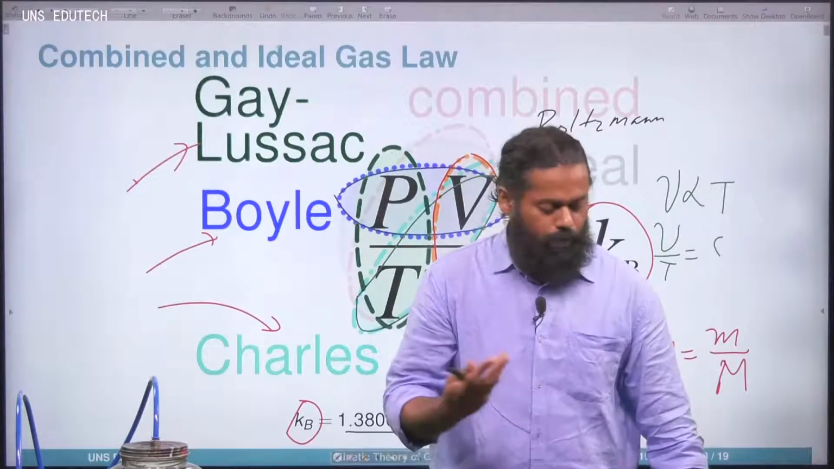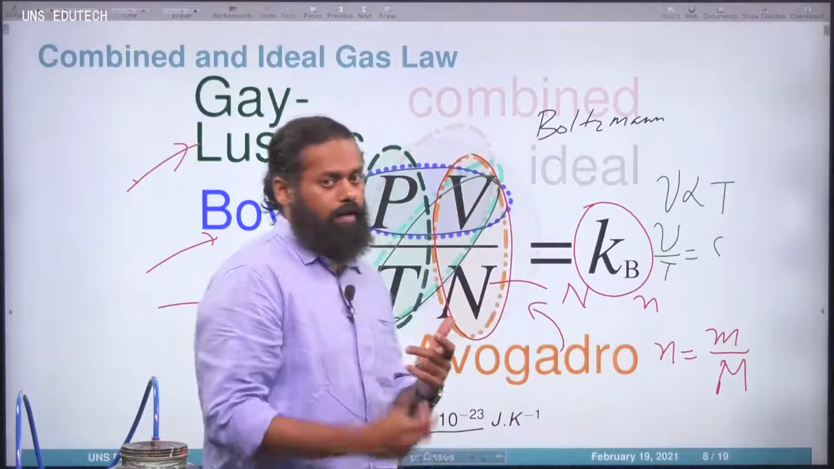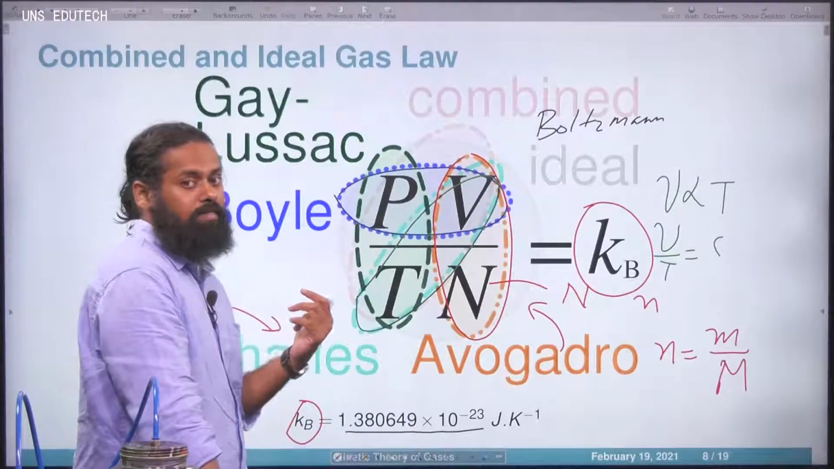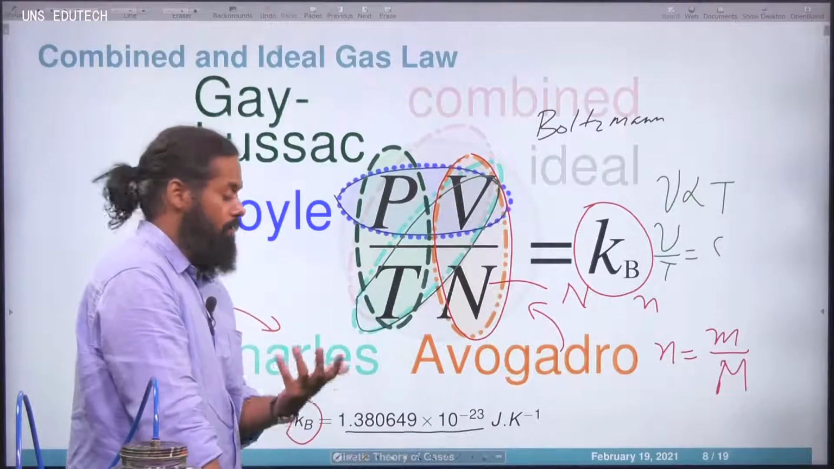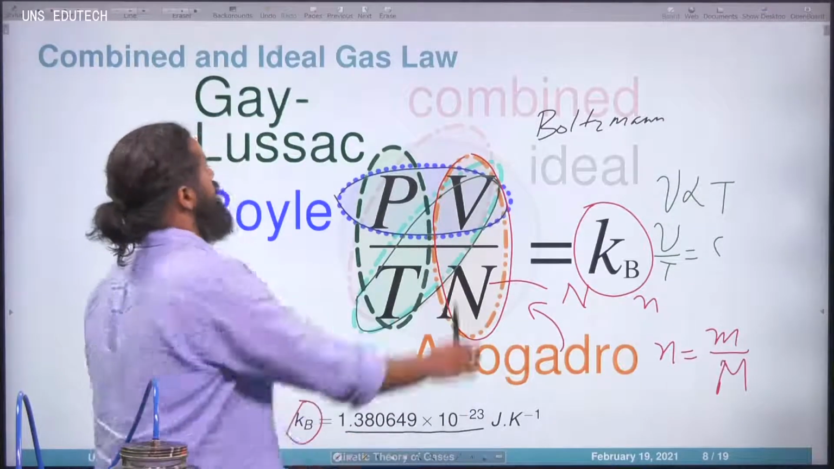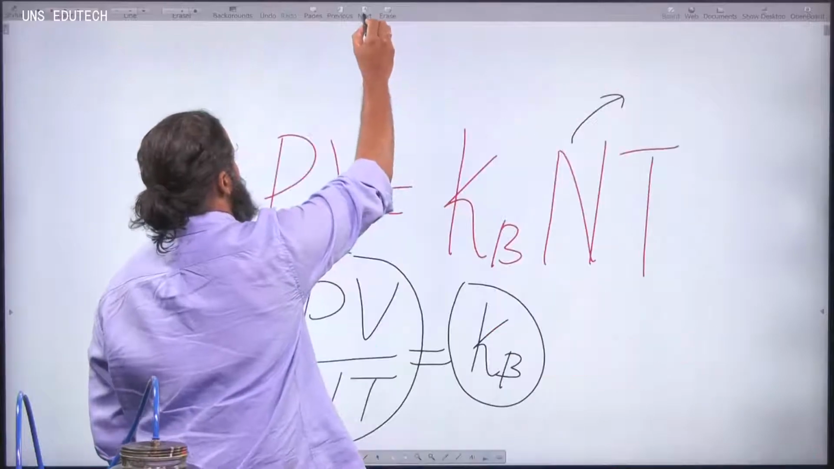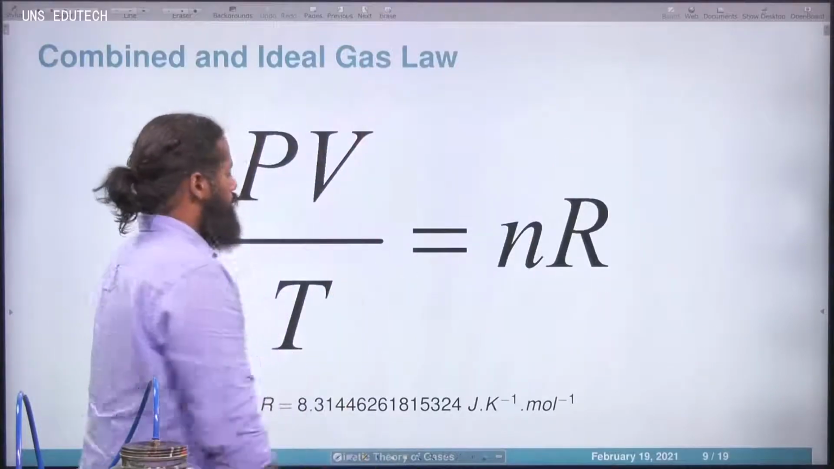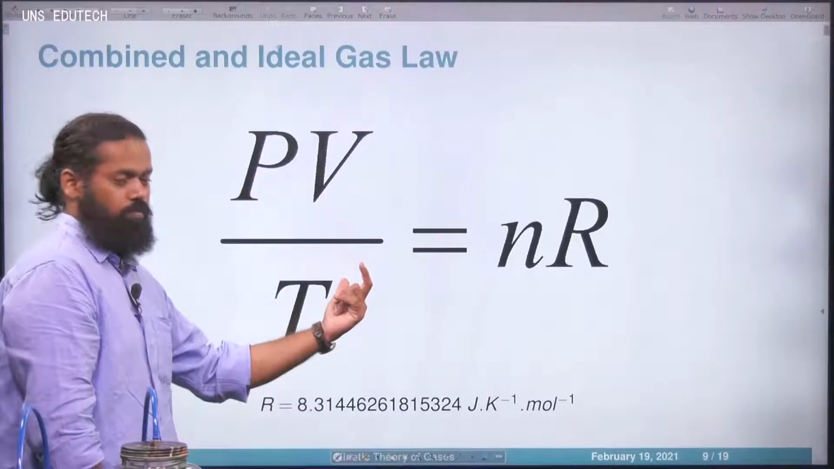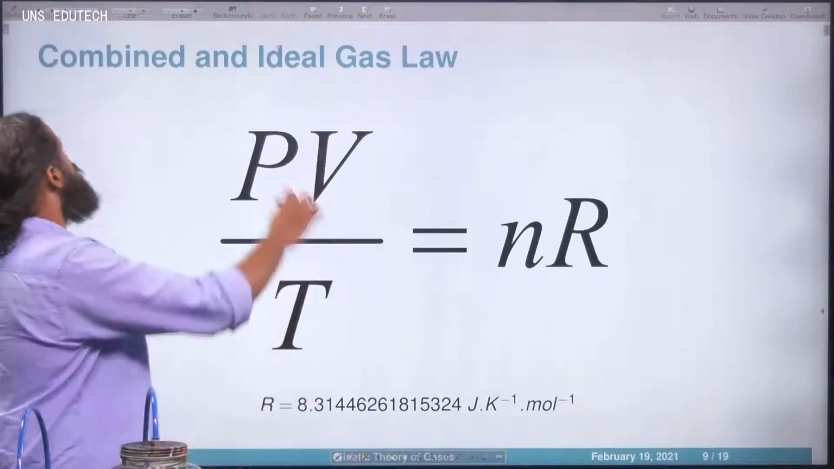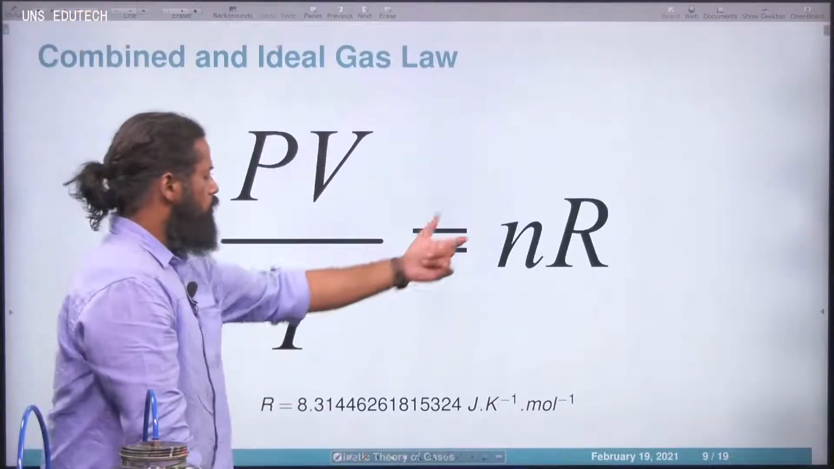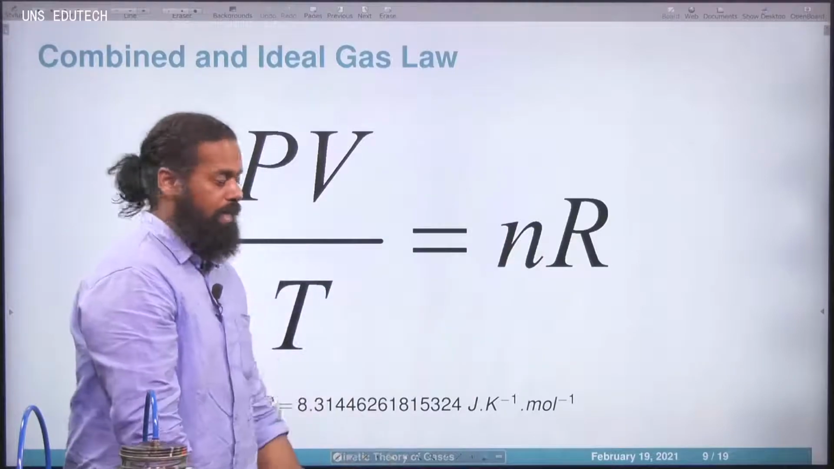So now you are familiar with this, I hope, if it is covered in your school, or you might have studied it in another form, that is nothing but PV is equal to nRT. Let us see how to get to that equation. I am sure that you are thorough with this equation. Hopefully, if it is covered in your school or any other centers, this will be the equation for an ideal gas.